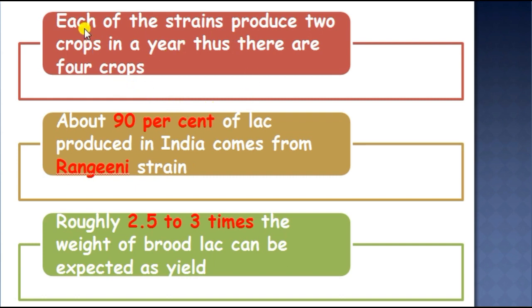Now, each of the strains will produce 2 crops in a year, comprising 4 crops totally, and 90% of the lac produced in India comes from the Rangini strains. But quality wise, the Rangini strains are not as superior as the Kusmi strain. While looking into the yield, we can expect up to 2.5 to 3 times the brood lac weight. For example, if we use 1 kg of brood lac, we will get 2.5 kg of lac yield.